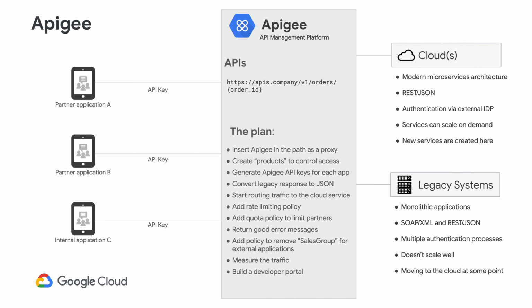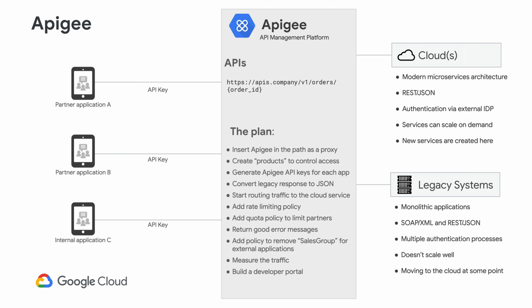We'll start routing traffic to the cloud service a little bit at a time, so some applications will get migrated before others. We'll add a rate limiting policy to control how much this thing can call. We'll add a quota policy to limit partners. We'll return good error messages so that instead of seeing 500 something horrible happened, they're going to get a reasonable error message that's going to tell them exactly what's going on. And we're going to add a policy to remove the sales group from the external applications.